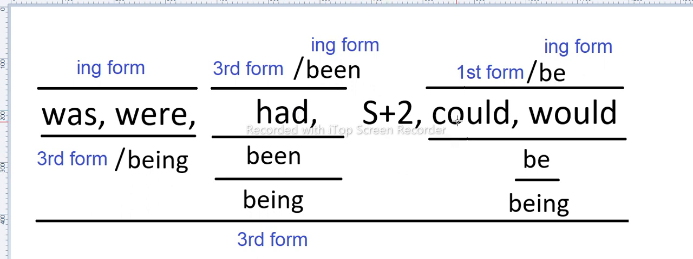S plus 2, I have told you already. Could: letter could be posted, letter could be written, apple could be eaten, I could be awarded, they could be promoted, lecture could be delivered, and justice could be announced. So all these types of sentences are correct.